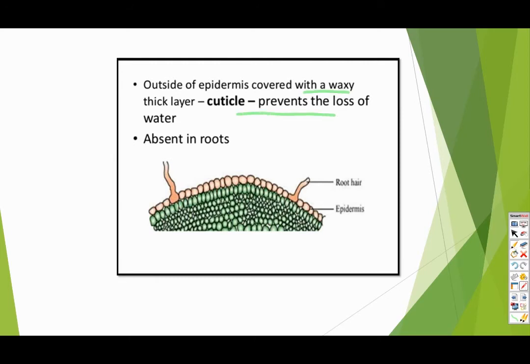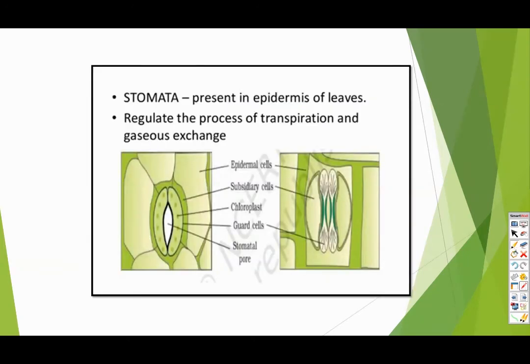Moving ahead, see children, the next one is your stomata. Now coming to your stomata, usually present in the epidermis of the leaves. They regulate the transpiration and exchange of gases. Usually in stomata you have your guard cells present. Whenever the guard cells are turgid, the stomata open and there is an exchange of water and gases, carbon dioxide and oxygen.